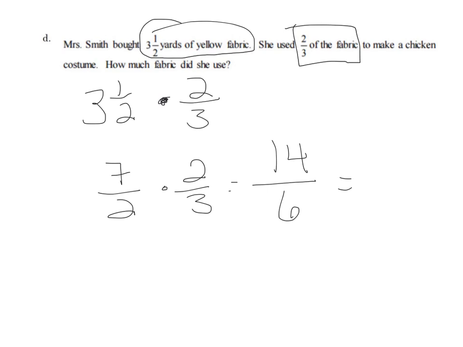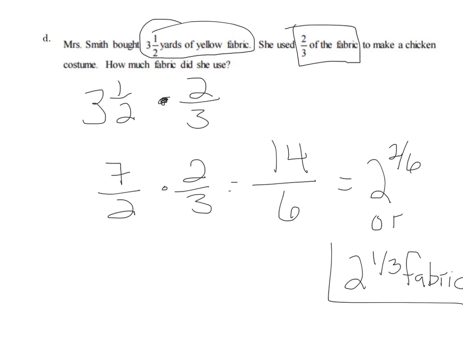Then I have to think, this is the same thing as thinking 14 divided by 6. 6 will go in there twice, which makes 12, and I would have 2 sixths left over, or 2 1/3 of fabric left over. Or fabric used, sorry, not left over. How much fabric was used? Because 2 1/3 would be 2/3 of 3.5.